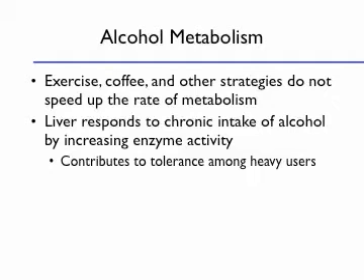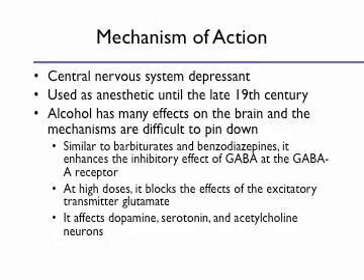Of course, we know alcohol acts as a central nervous system depressant. It is the world's most popular depressant drug. It was even used as an anesthetic until better anesthetics came along around the 19th century. Although a lot of the mechanisms of alcohol are pretty difficult to pin down, we do know that it has at least one mechanism of action that's similar to that of barbiturates and benzodiazepines. It enhances the inhibitory effect of GABA at the GABA-A receptor.